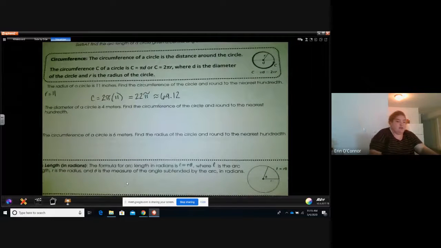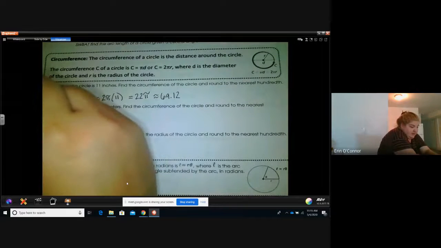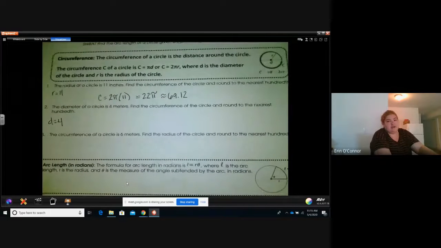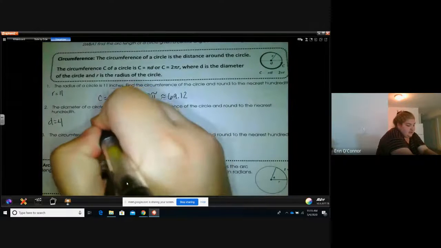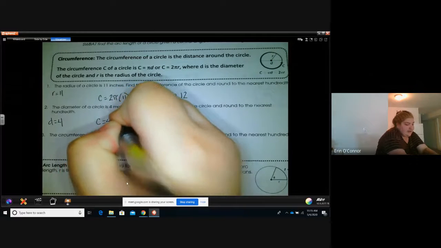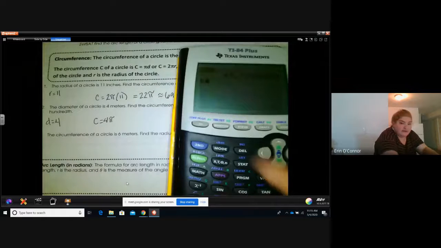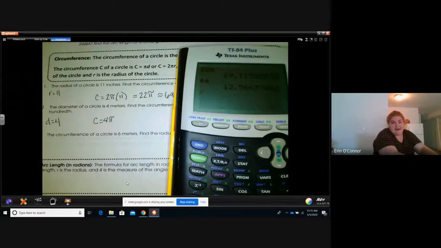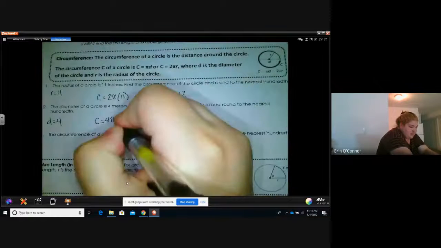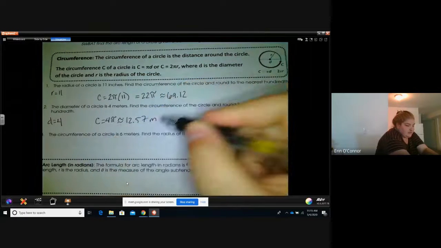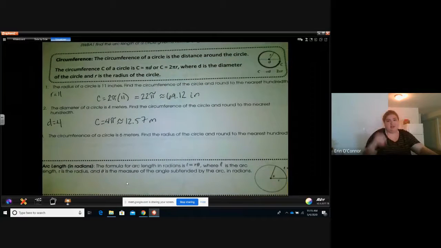The diameter of a circle is 4 meters, so we have diameter here, which means the radius would be half of that, or 2. Find the circumference of the circle and round to the nearest hundredth. So circumference here is pi times diameter, or 4 pi. We put that into our calculators, and we get approximately 12.57. Ooh, and I should put some units here. So this was meters, and this one is inches.